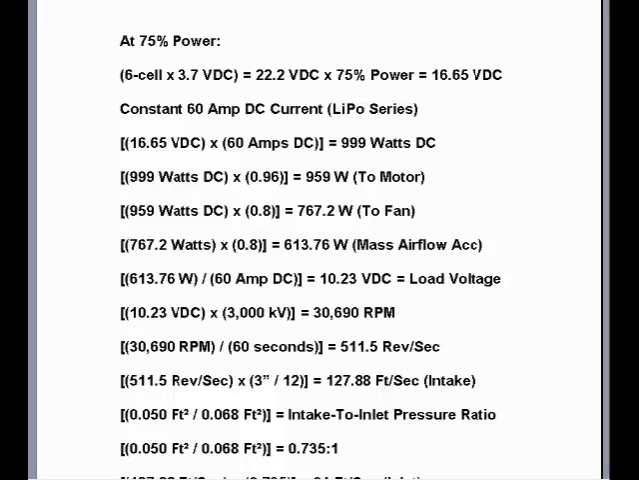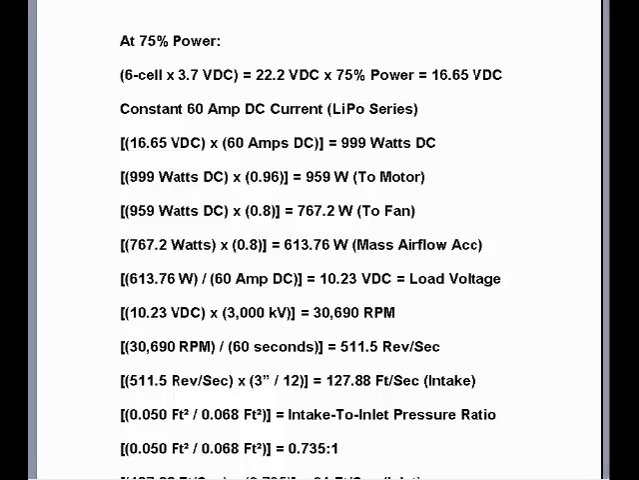Divided by 60 seconds is 511.5 revolutions per second times 3 inches pitch, or 3 inches of airflow displacement per revolution of the fan. So if we take that in feet, it's 3/12 feet airflow displacement per revolution times 511.5 revolutions per second. So at the intake duct, there will be 127.88 feet per second airflow velocity when at 75% power.